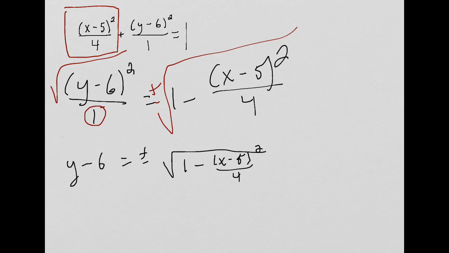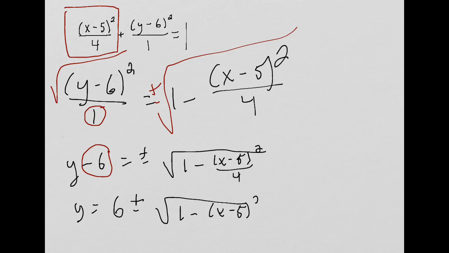Okay, and then the last step would be to take this minus 6 and add it over to the right side. And now you always want to put that out front of the plus or minus. So the final equation would look like y equals 6 plus or minus the square root of 1 minus (x minus 5) squared over 4. Okay, so that's what the equation comes out to be.